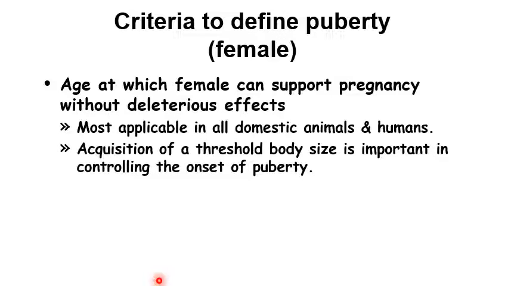The acquisition of a threshold body size is important in controlling the onset of puberty in female animals. This is because the goal for food-producing species is to generate the highest possible number of offspring in the shortest time interval without compromising the well-being of the dam or the neonate. In order to do this, the dam or the female animal must be able to meet a certain threshold body size.